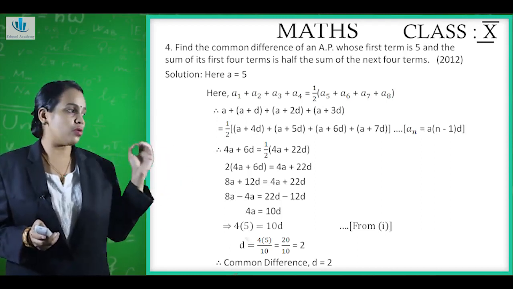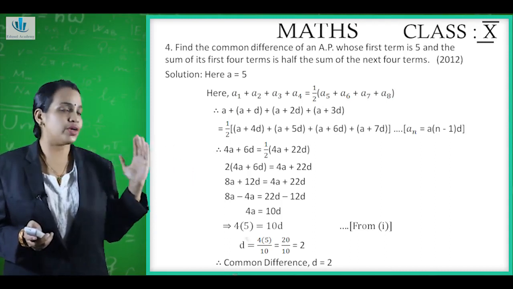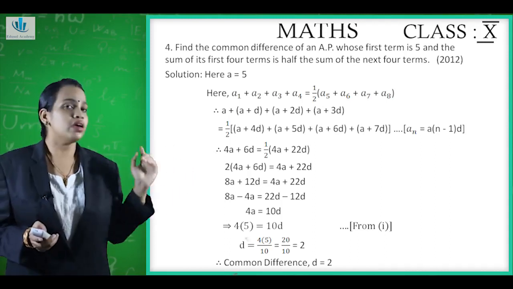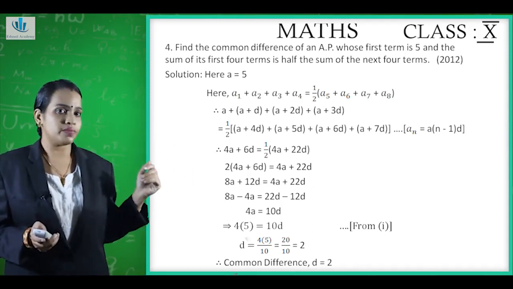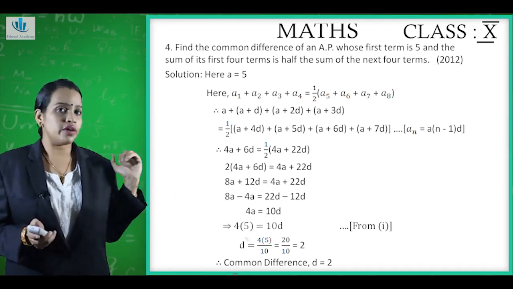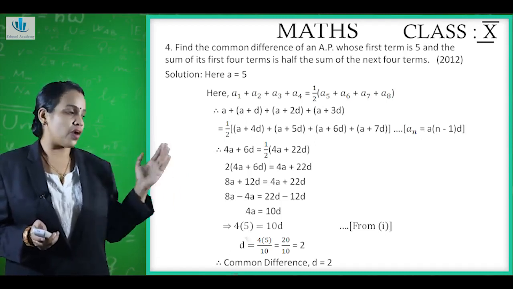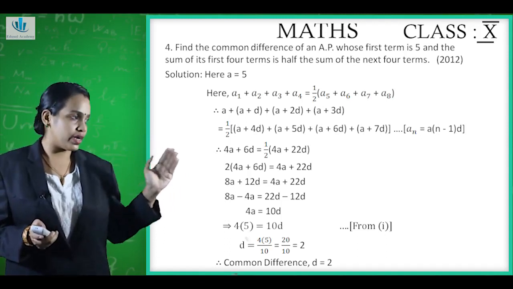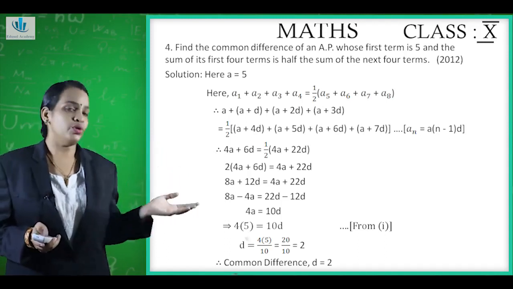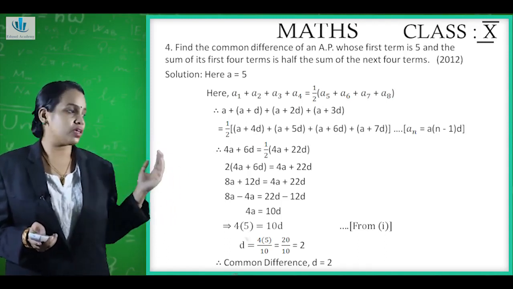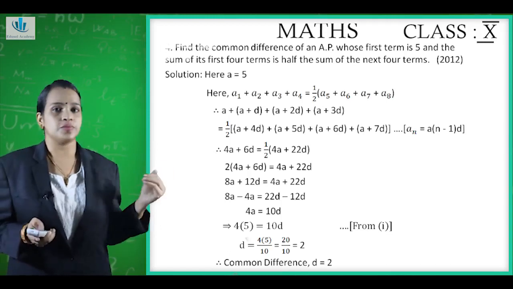So when we put the value of A here, it becomes 4 into 5, which is equal to 10D. That is from equation 1. Now here D is equal to 4 into 5 upon 10, which is equal to 20 upon 10, which is equal to 2. Therefore the common difference we have got is 2.